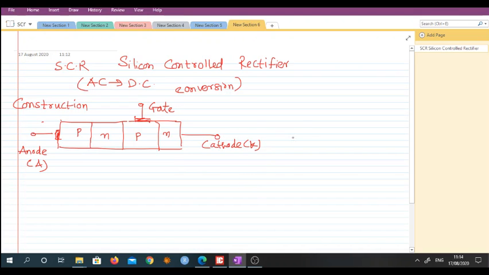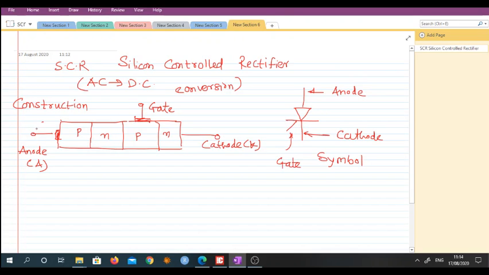Symbolically, if we want to represent it, it is represented like this. So this is the symbol. This terminal is the positive terminal, called the anode. This terminal is negative and is called the cathode, and this one is the gate terminal. So this is the symbol of SCR. This is the constructional detail.